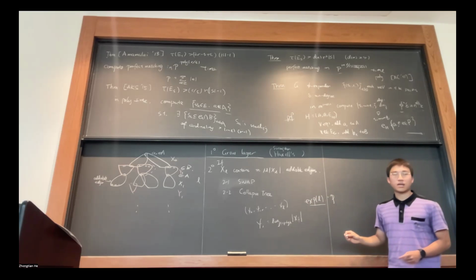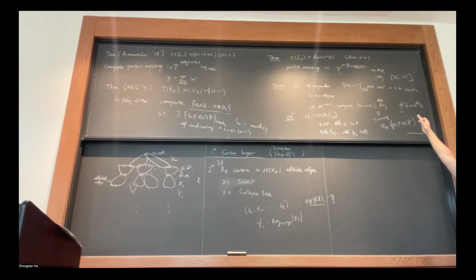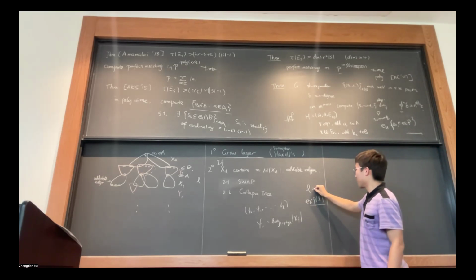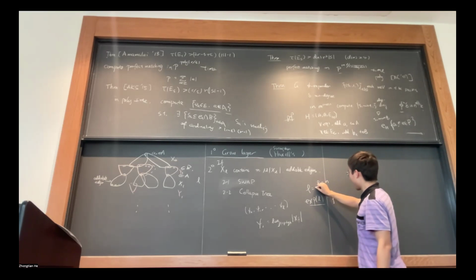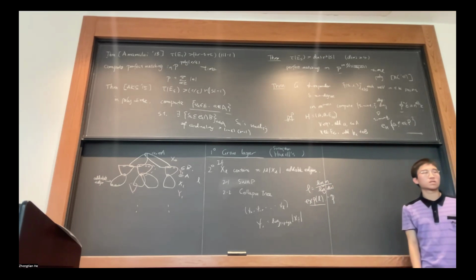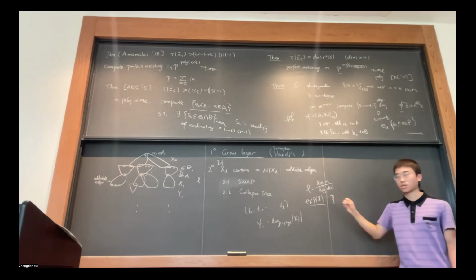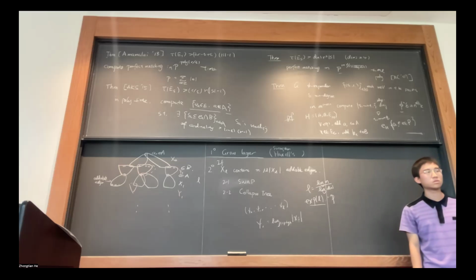And the high-level idea why our algorithm runs faster is that we make L to be log n over log log n. That's the reason the first term will be subpolynomial.